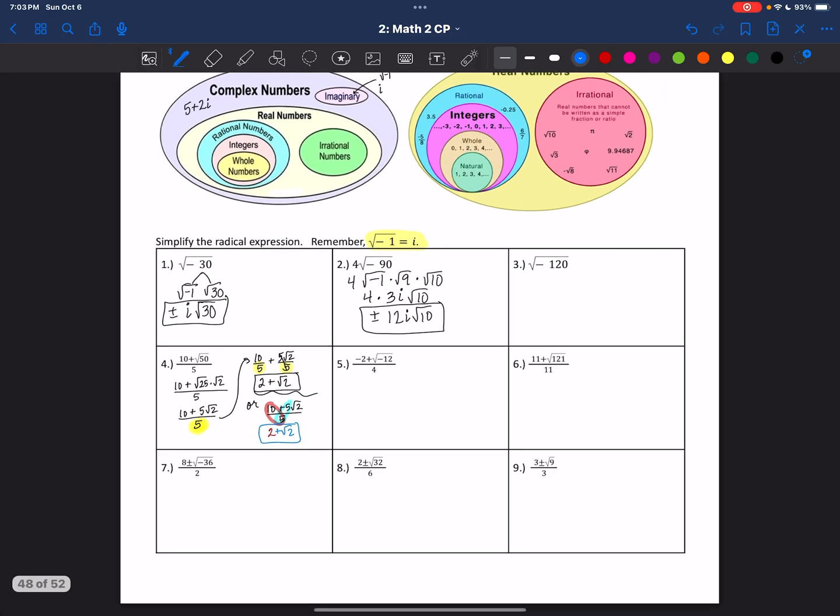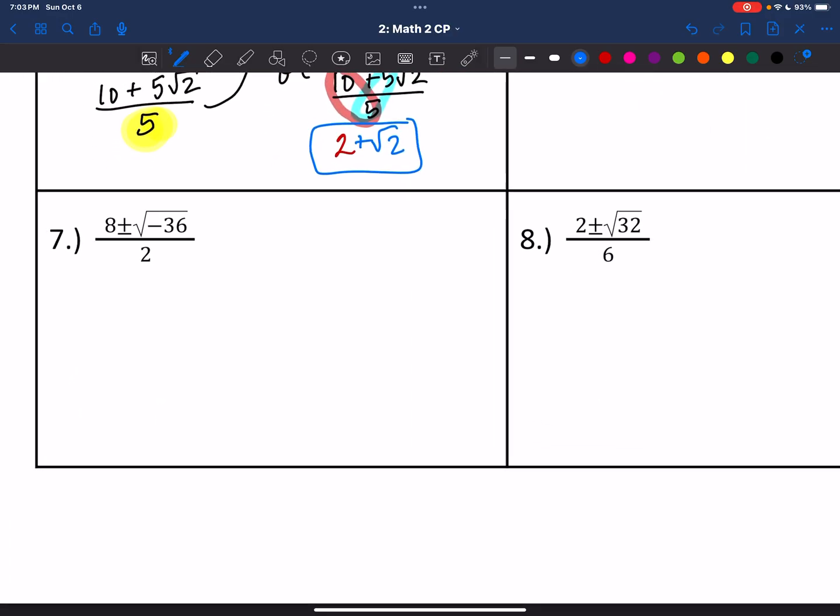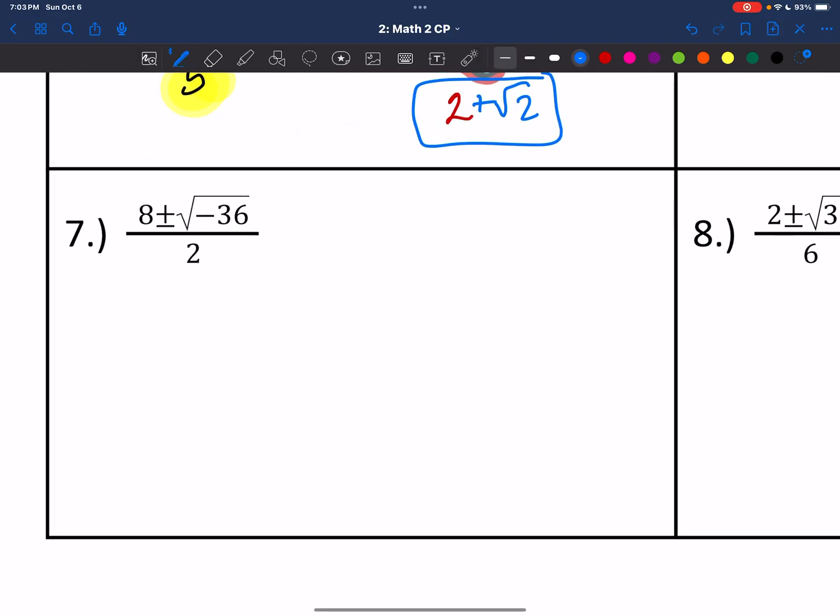All right, and then for number 7, you have 8 plus or minus the square root of negative 36 all over 2. So let's go ahead and simplify this. When we're simplifying this, we've got a negative right here. So we know that this is going to get i. So let's go ahead and factor that out.